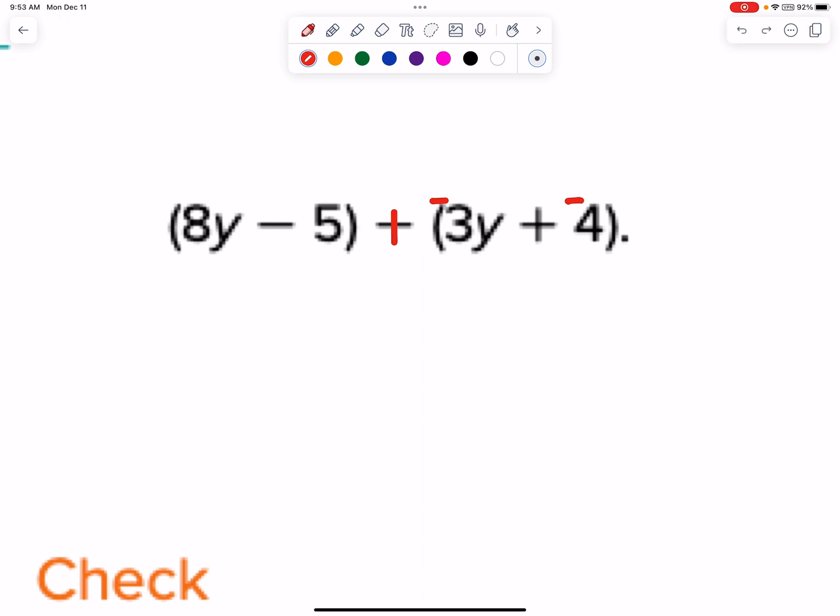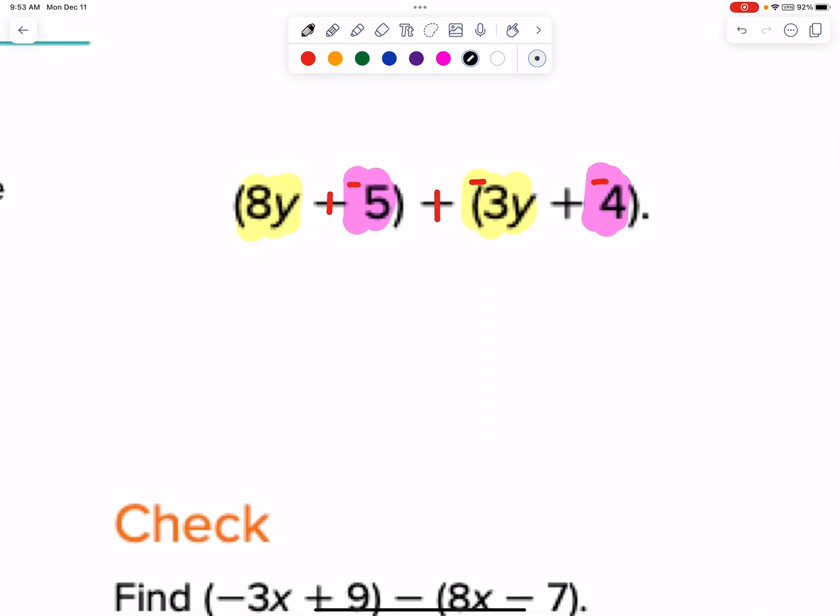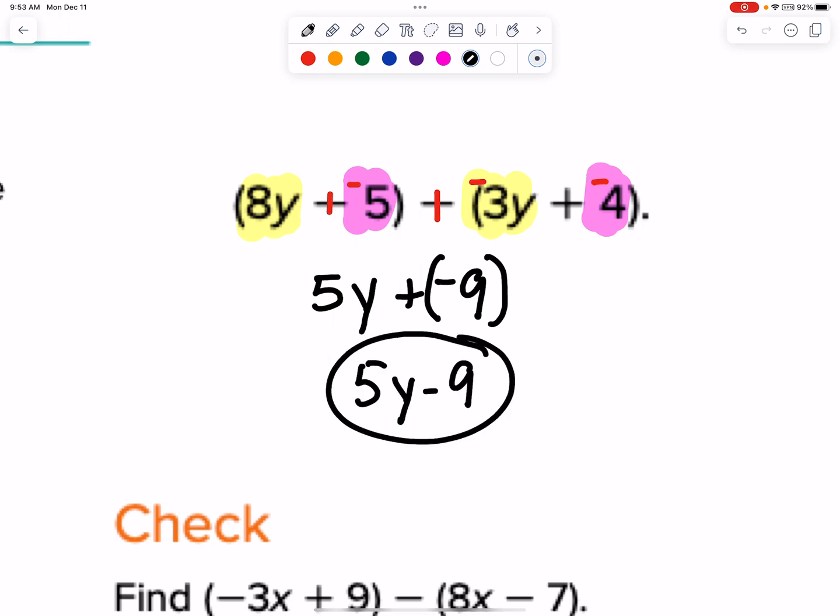All right, so now we do the same thing as before. I'll KFC that, and we're combining like terms. So here's my 8y club, my -3y club, here's my -5 constant and my -4 constant, and we combine together. Now it's just like what we were doing yesterday. We have a 5y because of the 8y and the -3y, plus we have two negatives, -5 and -4, so we have a -9. Remember, we can't end like this because simplifying is combining like terms and getting rid of parentheses. And so we end up with 5y minus 9 as a final answer.